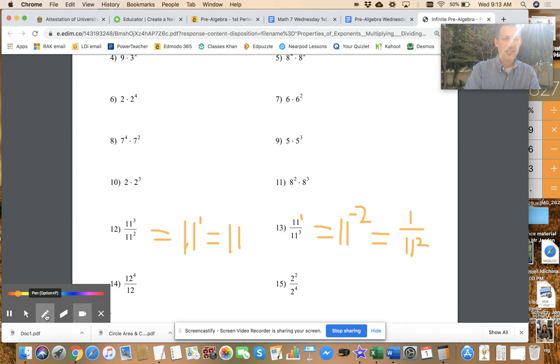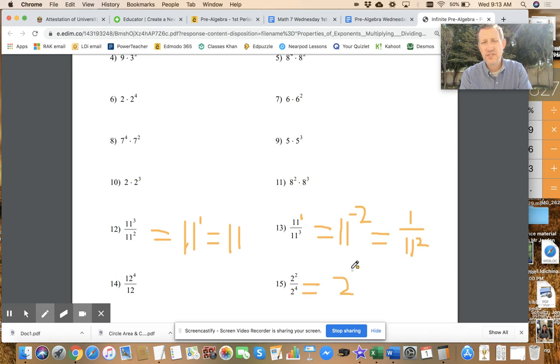Any questions about that? Let's look at this one again below it. So I have 2 to the second divided by 2 to the fourth. What's 2 minus 4? That's 2 to the negative second. Uh-oh, we have a negative exponent. What does that mean? That means I'm dividing by 2 two times.